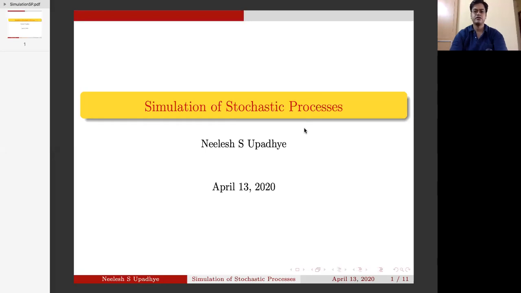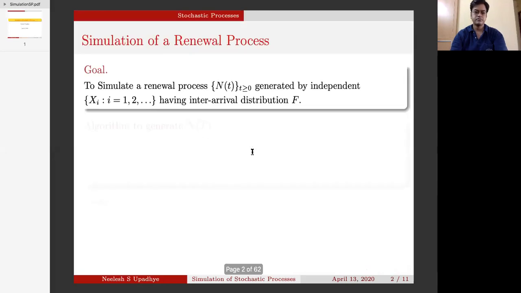Hello students, today we are going to take one step ahead and start simulation of stochastic processes. As you know, simulation of stochastic processes means simulating families of random variables. That essentially means a stochastic process, as you know, is a family of random variables. So in particular, let us start with a simple process called renewal process.